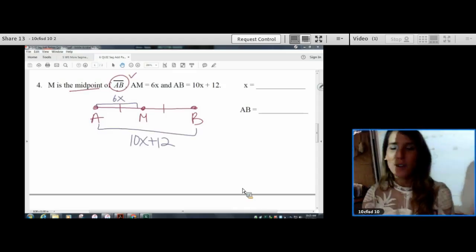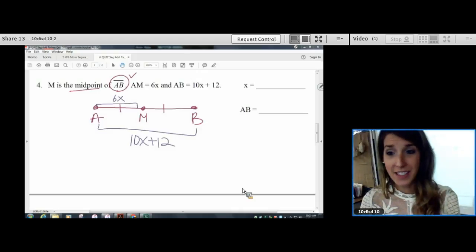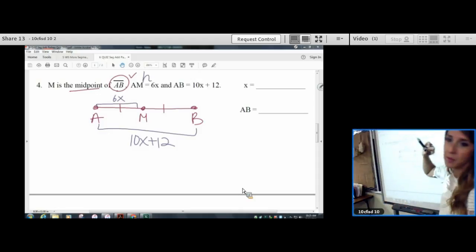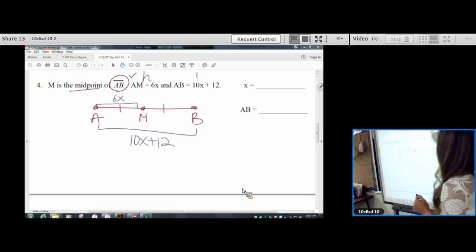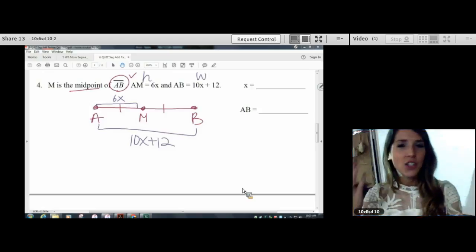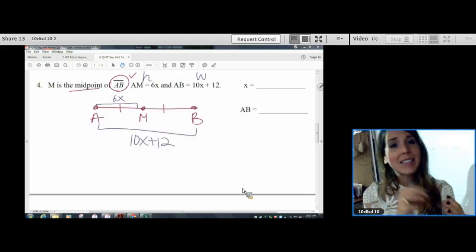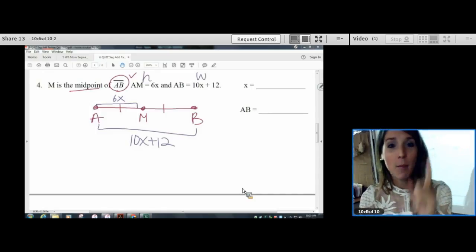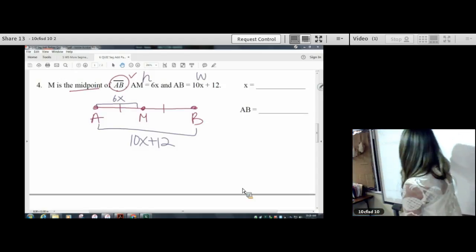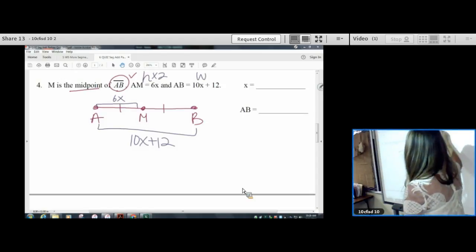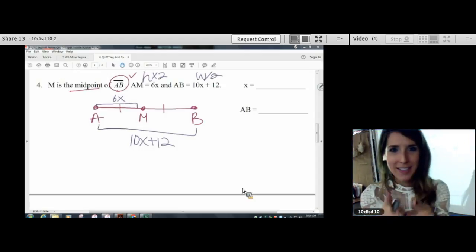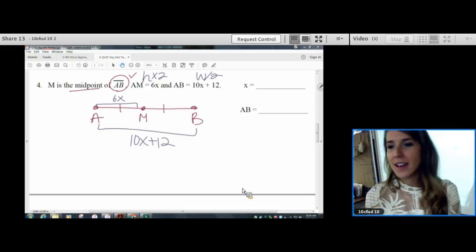So here are the things we are not going to do. We are not going to add these together, and we are not going to set these equal to each other. We know that AM is the half. Sometimes I label them, I put H for half, and AB is the whole. And we know a half sure doesn't equal a whole, but we need to set them equal so we can solve for X. So we have two choices. We can double the half, or we can half the whole. The choice is yours. I'm going to double the half.